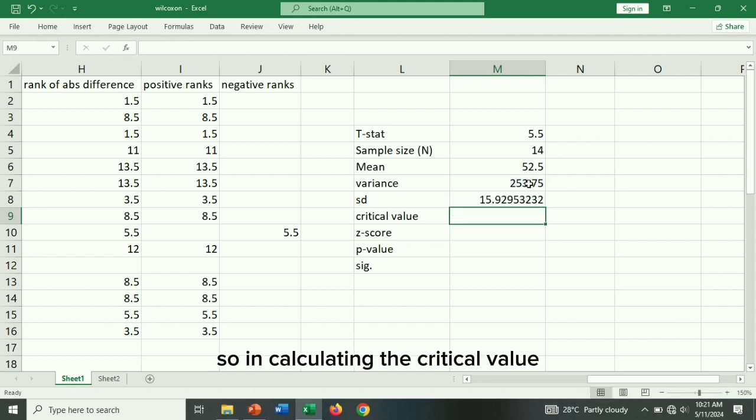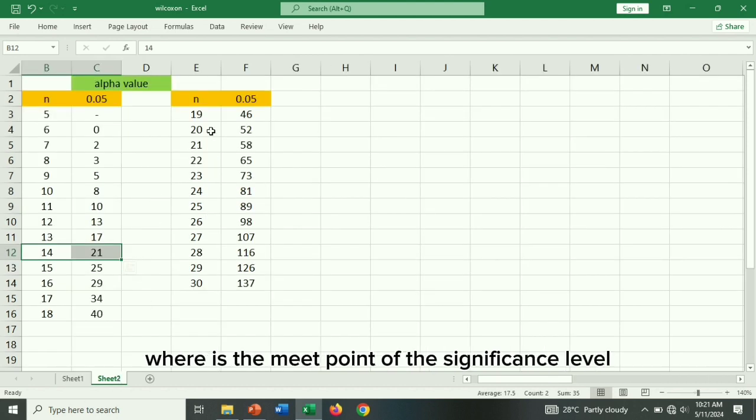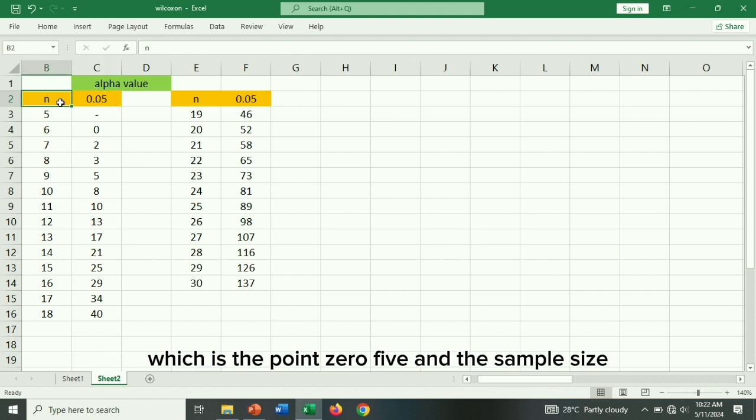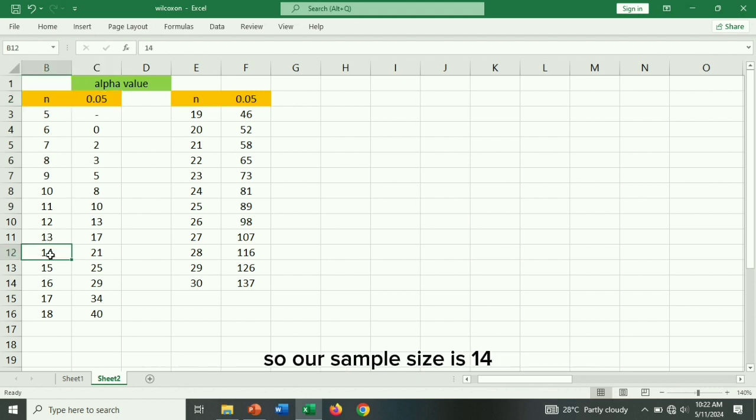In calculating the critical value, we have two options. The first one is to use the critical value table for Wilcoxon. What you're going to do is to find the column for the significance level, which is 0.05, and the row for the sample size. Our sample size is 14. So, the critical value here is 21.